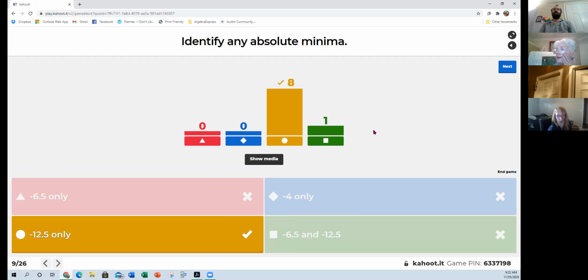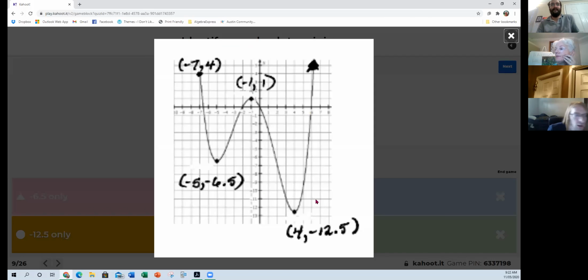Good, most of y'all got that right. The absolute minimum would be the absolute bottom of the graph, where it bottoms out, the very, very lowest point on the graph. And it's the y value, so it would be negative 12.5.